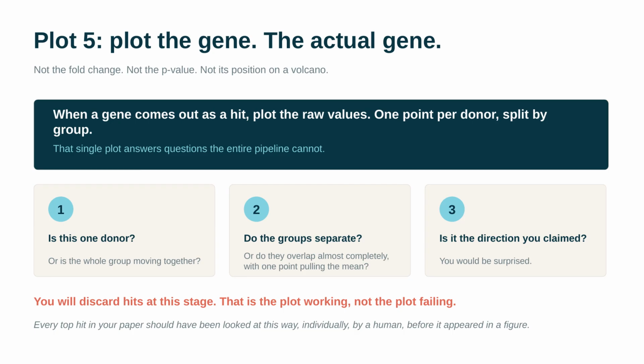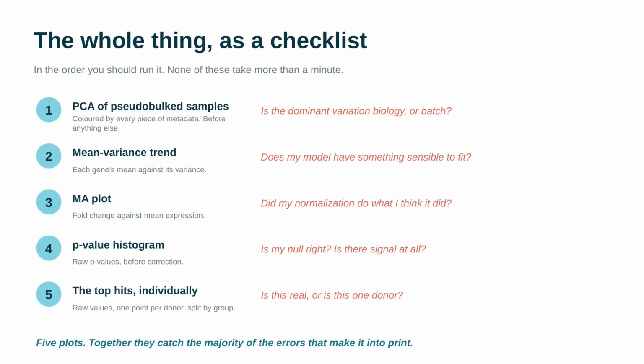So here is the whole thing as a checklist, in the order you should run it. PCA of your pseudobulk samples, colored by metadata, before anything else. Mean variance trend, to see whether your model has something sensible to fit. MA plot, to check your normalization did what you think. P-value histogram, before you correct anything. And then plot your top hits individually. 5 plots. None of them take more than a minute. Together they will catch the majority of the errors that make it into print.